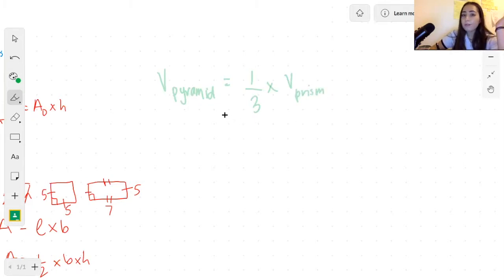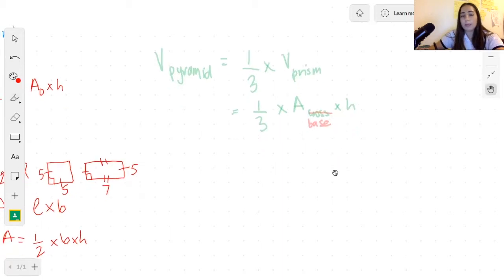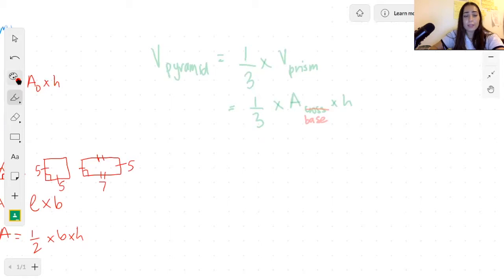So if we know that the volume of any prism is the area of the cross-section times the height, then the volume of the pyramid is a third times the volume of the prism, which we said was the area of the cross-section times the height. But I'm going to make a small adjustment here. And instead of the area of the cross-section, it basically is the area of the base. So I'll give you a quick example. So the easiest one to start with is basically a cylinder. So I gave you the example of a cylinder before.